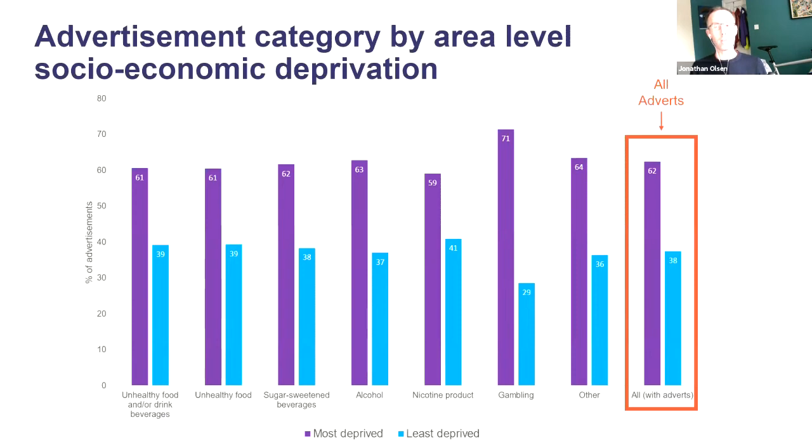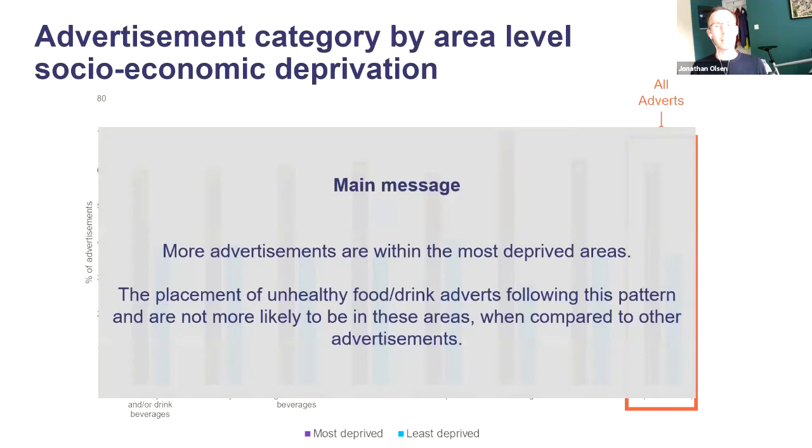But our key question was whether the placement of advertisements followed this pattern. And we actually found that the placement of advertisement types also followed the placement of the advertisements. So we did not see a disproportionate amount of unhealthy commodity advertising in deprived areas outwith the pattern of where bus stop advertisements were located. And a similar pattern was shown in our regression models. So the main message from this is that most advertisements are within more deprived areas, but outwith that pattern, the placement of specific adverts follows this pattern also.